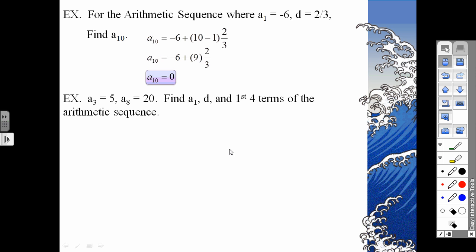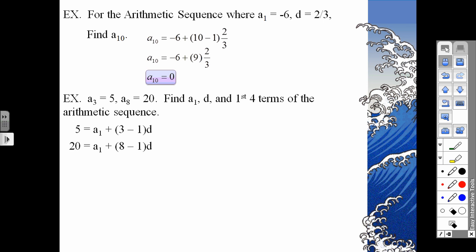Well, let's think about this. If a sub 3 is equal to 5, I can use my formula and say that 5 is equal to the first term plus n. Remember, n is right there. That's 3. 3 minus 1 times the common difference. Well, this equation has two variables, a sub 1 and d. So if I wanted to solve for a sub 1 or to solve for d, I'm going to need a second equation. So that second equation is going to come from the second term here, that is a sub 8.